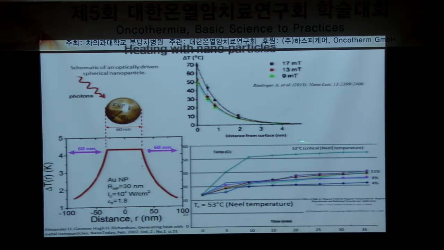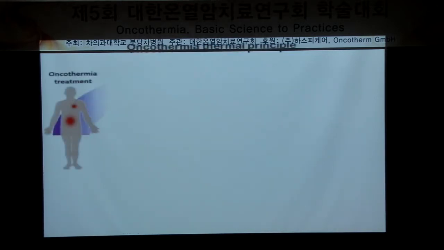So the limit of the heating up of the nanoparticle is 43, but depending on the percentage of the nanoparticle, the full area, the full target which is heated up, is much less. It's only 38 or maximum 30.